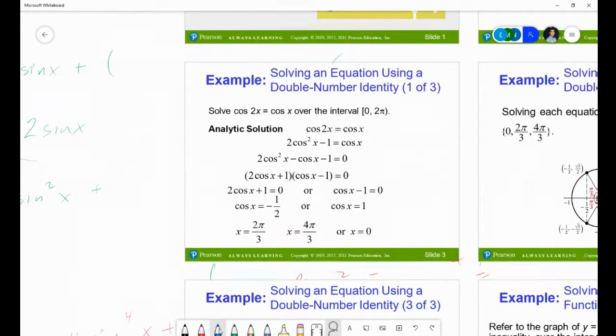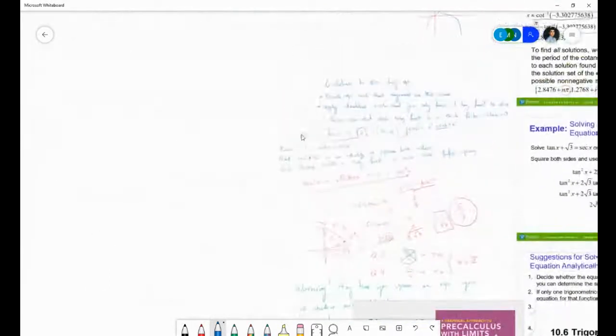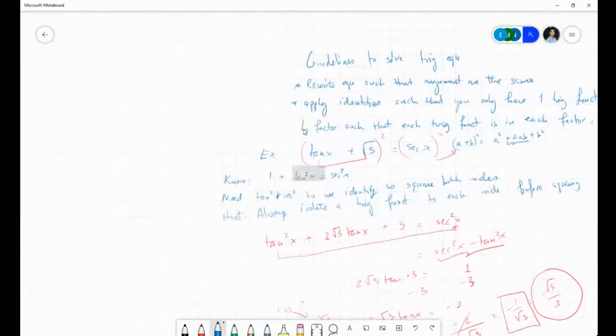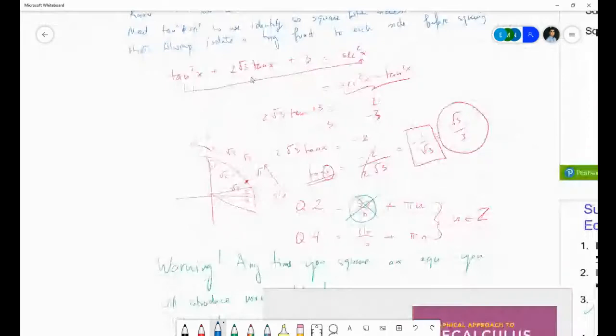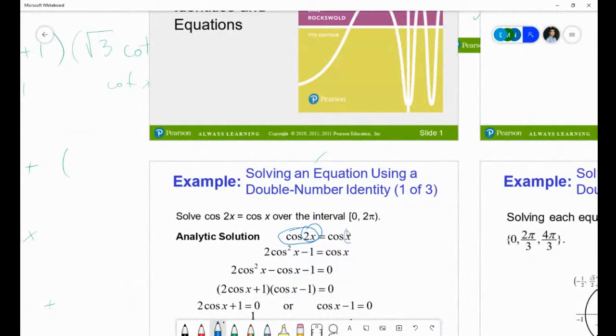All right, so now we're going to introduce more identities with the double angle formula. Okay, so I'm going to add to the list of how to solve a trig equation. I actually mentioned this before, which is the first one. We write the equation such that the arguments are the same. You can see here in our first example, the arguments are not the same. This argument is 2x, this argument is x. So we need to rewrite it by expanding using the double angle formula.